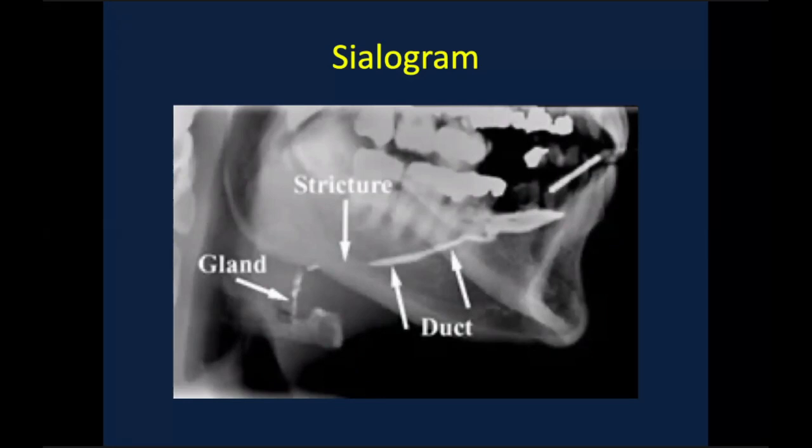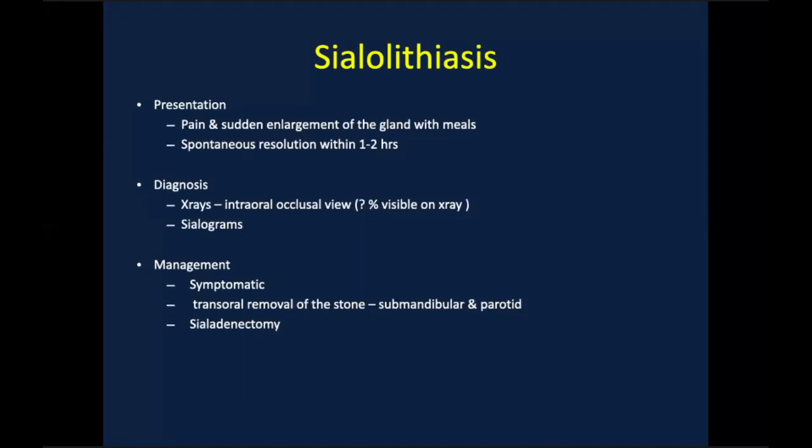So if it is the submandibular gland in the floor of the mouth, you know there are two openings on either side of the frenulum of the tongue. So you put a small cannula into the opening and inject contrast. Then it will visualize the pathway along the duct. So that is called a sialogram.